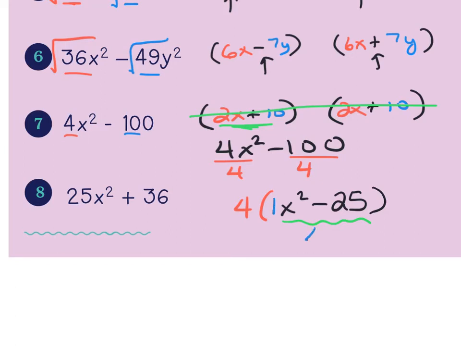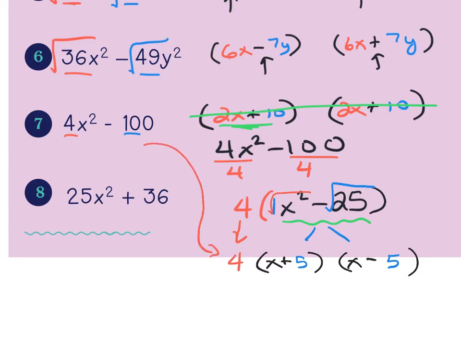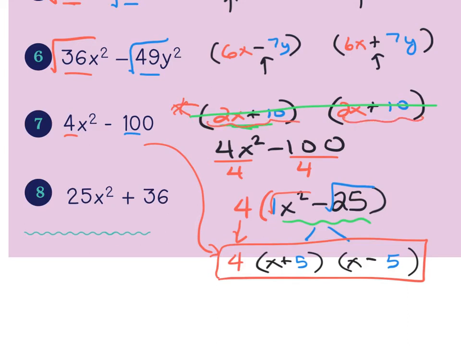So now I have to factor this, and again, I would square root the x squared. This gives me an x. And then I square root the 25, and that gives me a 5. Again, one's a plus sign, one's a minus, and then the GCF you pulled out needs to come down in front. So this answer is right here. It's 4 times x plus 5, x minus 5. If you would have done this, you're going to get it wrong because this can still be factored further. So be careful. Always look for a GCF.